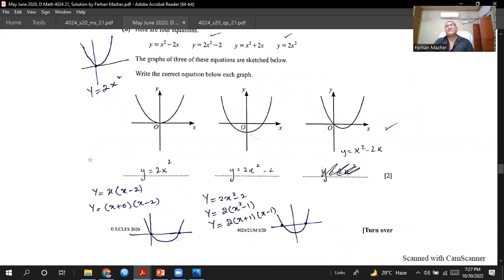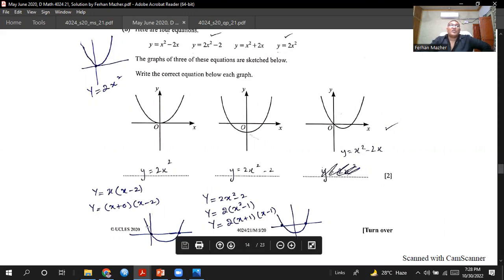So it's a happy face, and its x-intercepts are at 0 and at positive 2. Its x-intercepts are at 0 and minus 2. So you can see I have drawn this. Do we have this diagram here? Yeah, here. So these two match. So this equation is y equals x square minus 2x.